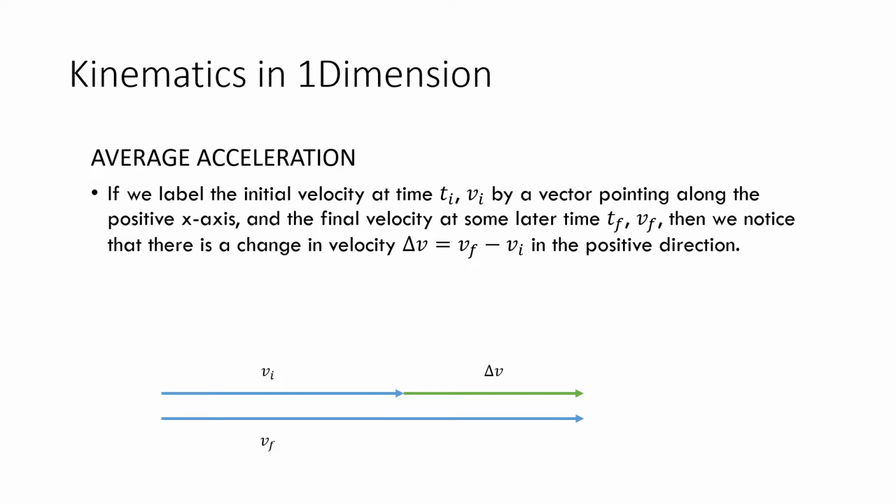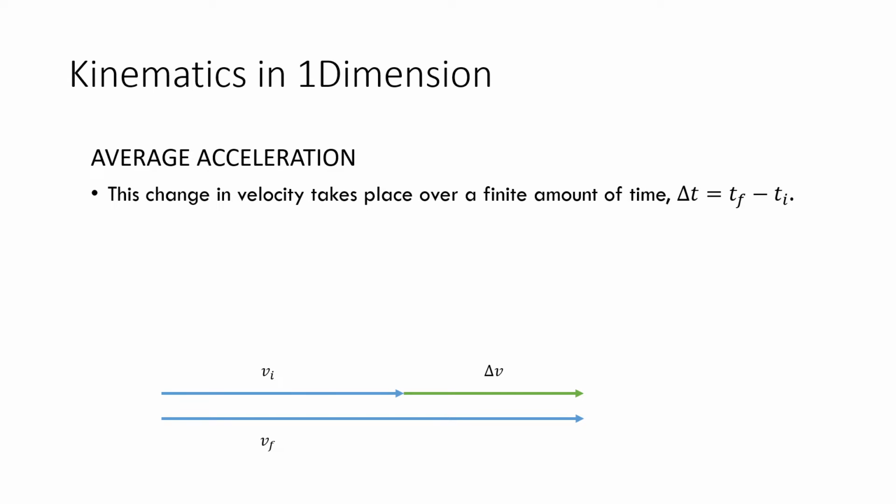Then we notice that there is a change in velocity, delta v, which is v final minus v initial, which points still in the same positive direction. That's because the direction hasn't changed, but the magnitude of the two vectors has increased, and therefore their change, represented by that green arrow, is just the difference of the two vectors. Now, this change in velocity takes place over a finite amount of time, delta t, which will be t final minus t initial, regardless of what t final and t initial are.